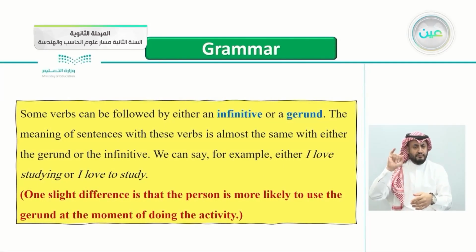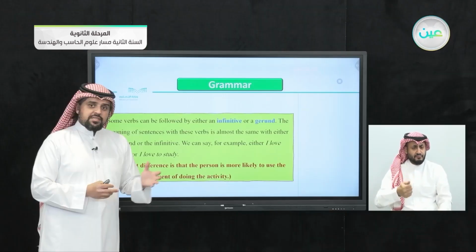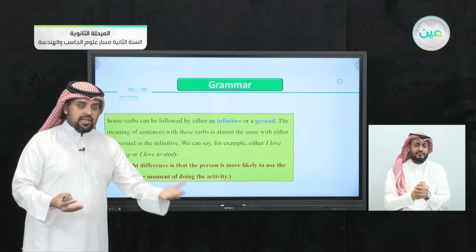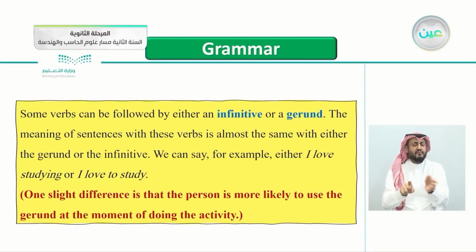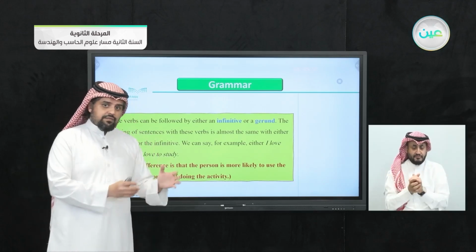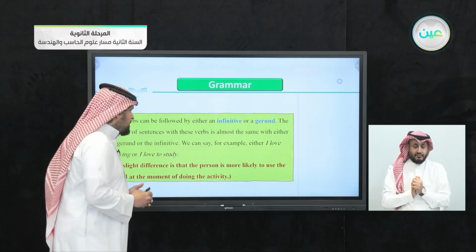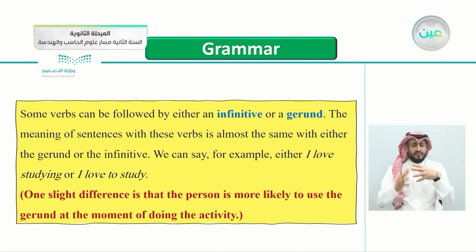Some verbs can be followed by either an infinitive or a gerund, just like the word hate. The meaning of the sentence with these verbs is almost the same with either the gerund or the infinitive. We can say, for example, either I love studying or I love to study. So some verbs can come with the gerund or the infinitive, like love or hate. They are almost similar in meaning. As in the example here, we can say, I love studying or I love to study.